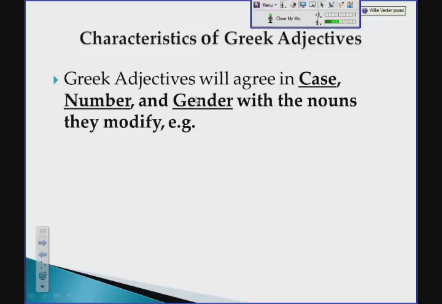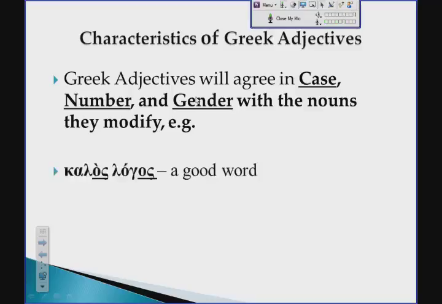Greek adjectives will agree in case, number, and gender with the nouns they modify. Okay? Just like your noun. Adjectives will always be there to modify what? To modify a noun. Say, for instance, I say a good boy. What is good doing there? It's there to modify what? A boy. So they will always agree in case, number, and gender with the noun it is modifying. All right? I'm going slow here so that you can follow me.